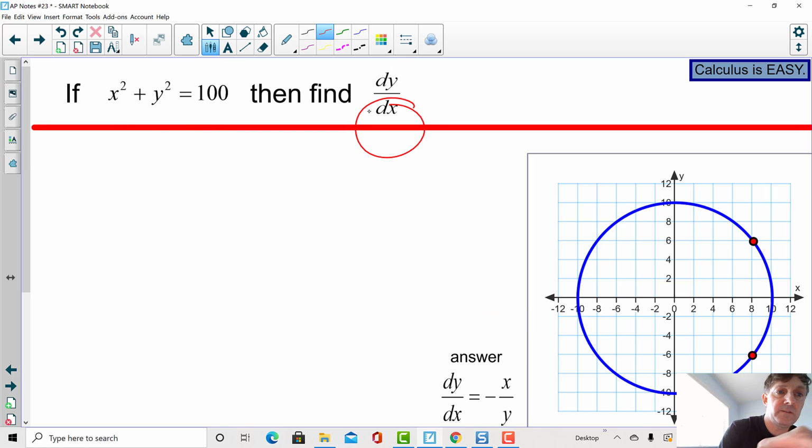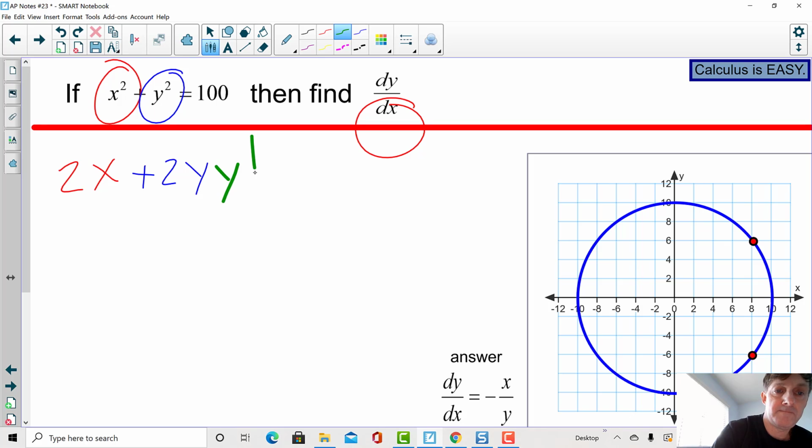Okay, you'll notice it's dx. So when I do the derivative of x squared, I just get 2x. However, when I do the derivative of y squared, I'm going to get 2y and then a y prime. Remember, the derivative of 100 is 0, because that's just a constant. Again, I'm trying to solve for y prime.